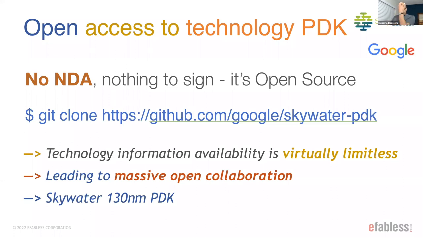Through our projects and activities with Google and SkyWater, there is the Sky 130 process, which was originally used by Cypress Semiconductors in building devices like the PSOC device. So it's a very stable and rich process with components. It's available on the web with documentation, libraries, IOs, and standard cell libraries. The technology information is available in a virtually limitless way. It can go to anybody, and it has been downloaded significantly over the last 2 years. It allows massive collaboration because there are no limits on collaborating with someone else.